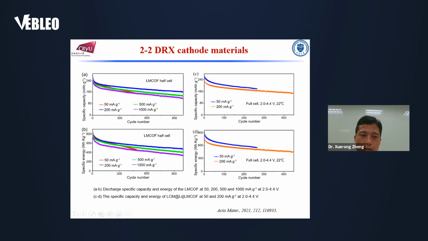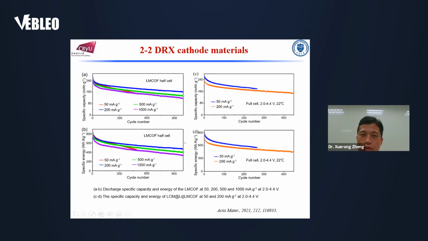And also the specific energy, the highest point is about 800. Even after 1,000 cycles, it is much higher than the traditional NMC 811 cathode materials. In the full cells that we also tested at different current densities, the retention is also much better, and it is similar to the half cells.